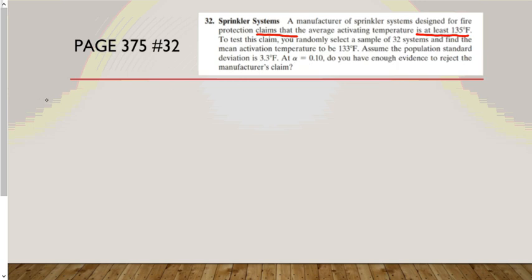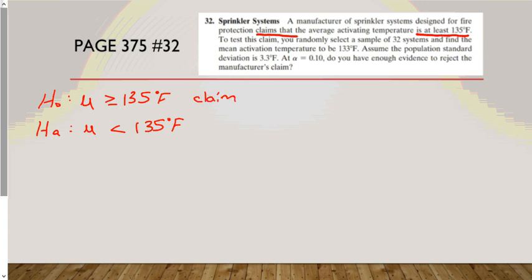So right away, we are going to list our hypotheses and then our claim. So the null hypothesis is that the mean is greater than or equal to 135 degrees Fahrenheit. That leaves the alternative to be that mu is less than 135 degrees Fahrenheit. And then it says he claims that the average acting temperature is 135. That makes this one to be our claim. This, of course, is our part A.